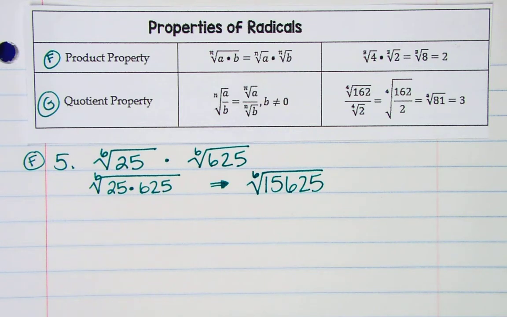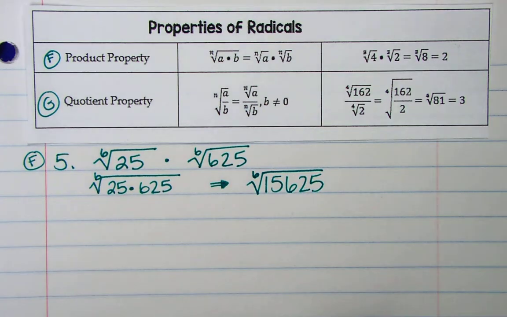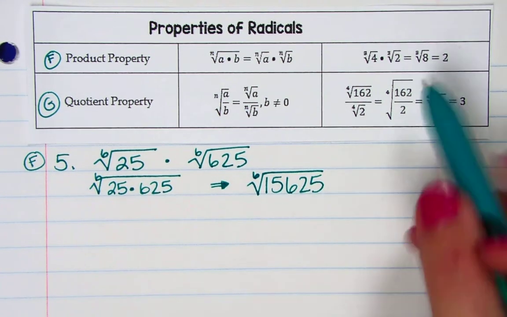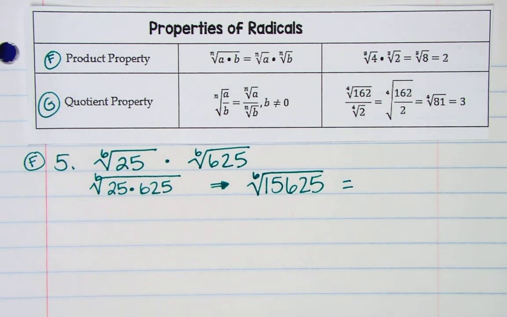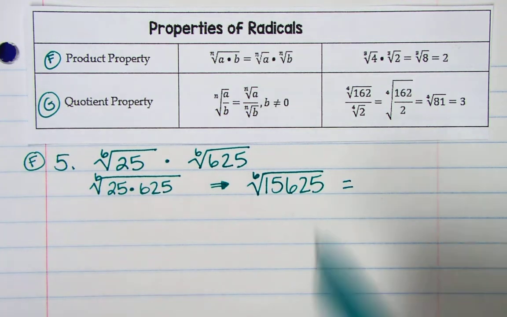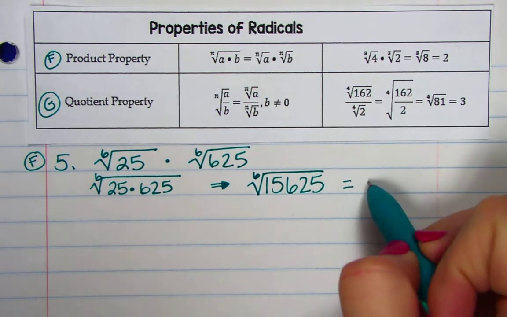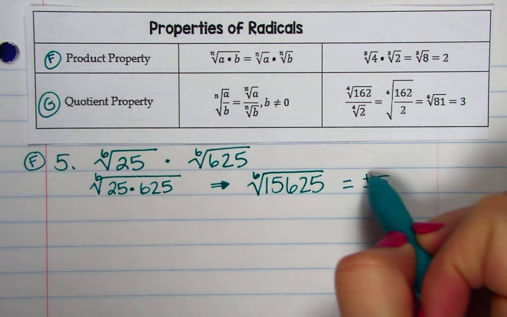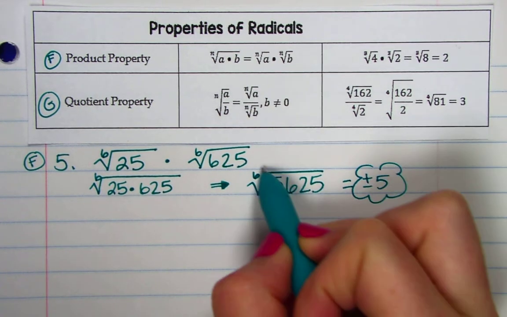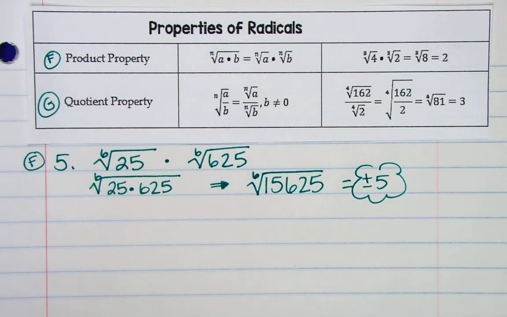Okay, so 6, math, 5, 15,625. Okay, 5. So 5 times itself 6 times is already 15,625. Okay, is it just 5 or is it 5 plus or minus? All right, 5 and negative 5. Good, because this is 6. Now the calculator is only going to tell you 5. You got to know that it's both because this is an even root.